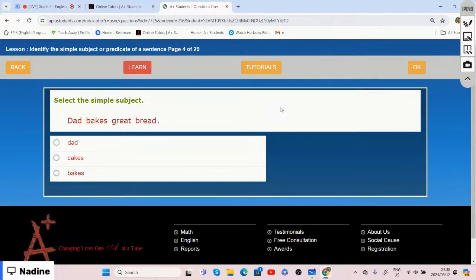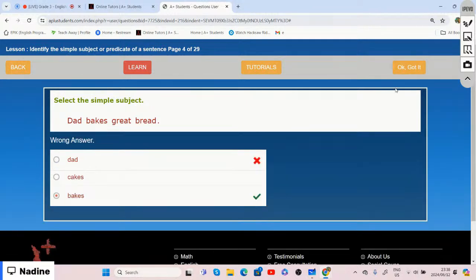All right, and if we were to identify our simple subject within that sentence, that tells us either who is doing something or what is doing something, then we can say it is option one. It is dad, right? Because it tells us who is doing something. So dad is the one that bakes.